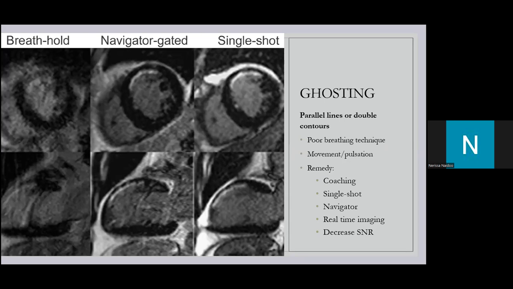But take away all of those things. Let's say we have made sure our patient is comfortable. What else can we do? So yes, we can coach the patient. We can do single shot scans. We can use a navigator, which basically is a band that you place across the diaphragm. And that then helps to synchronize our data acquisition during certain periods of the respiratory phase. That does not use cardiac triggering.